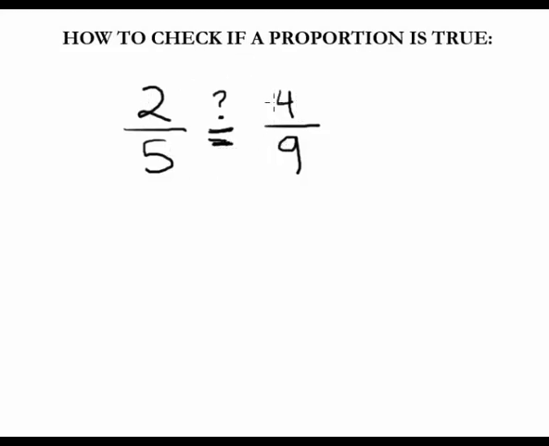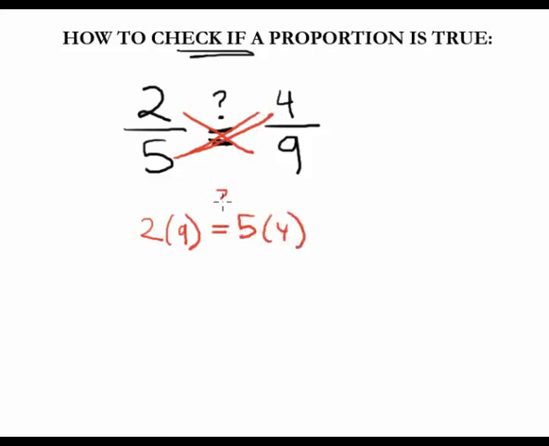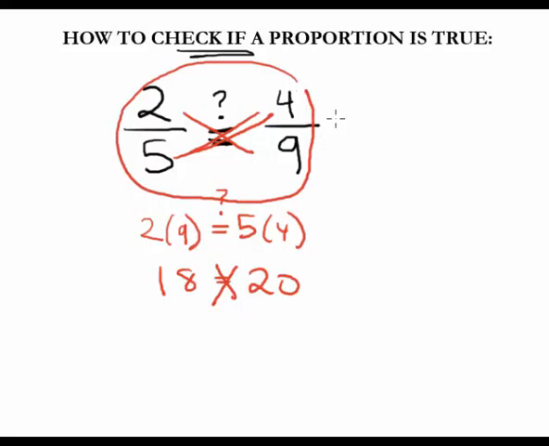And so one way that we can always check to see if a proportion is true is we can cross multiply. This will always work, okay? And so I can say that 2 times 9 is equal to 5 times 4. And we put a question mark here because we're checking, we don't know if they're equal. And in fact, 2 times 9 is 18, 5 times 4 is 20. They're not equal. Because they're not equal, that means that this initial proportion is incorrect.